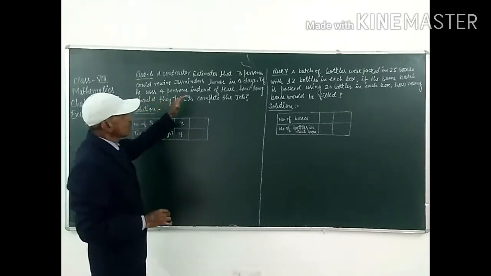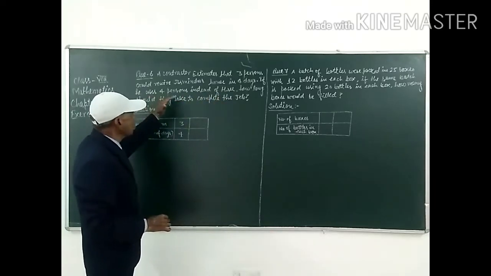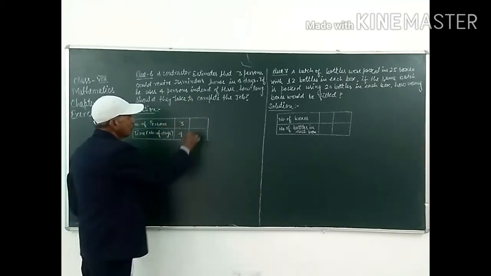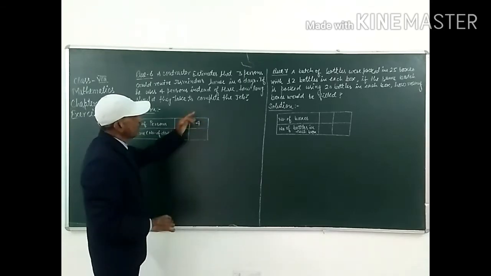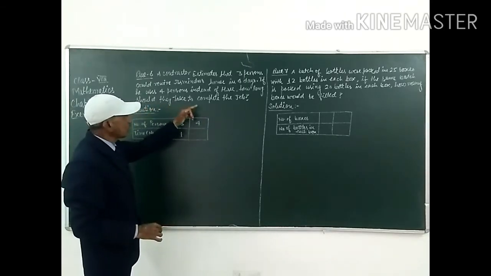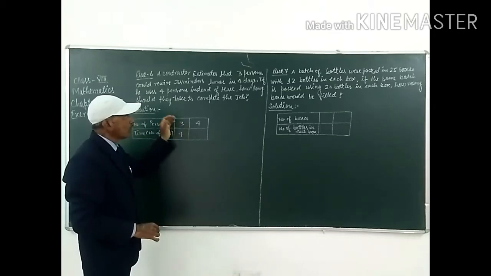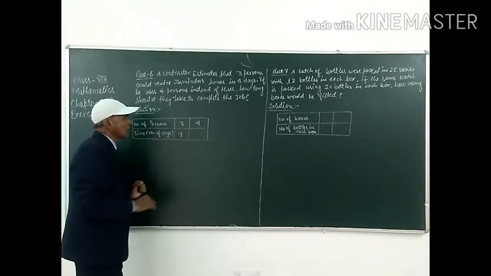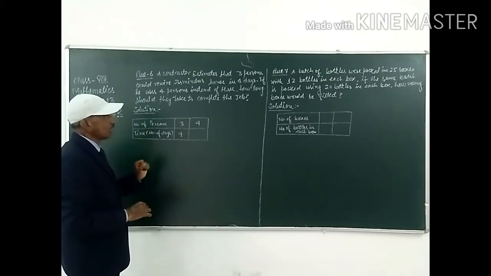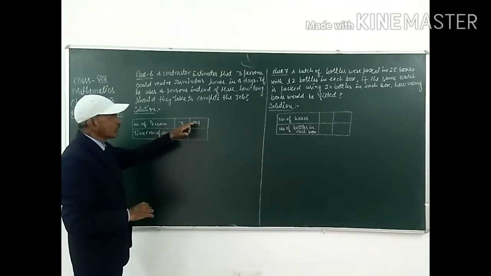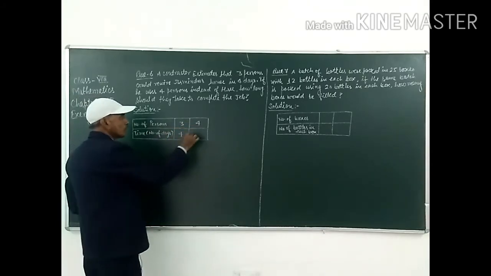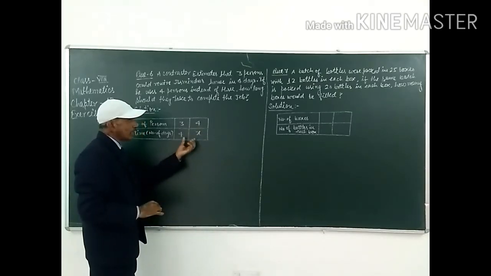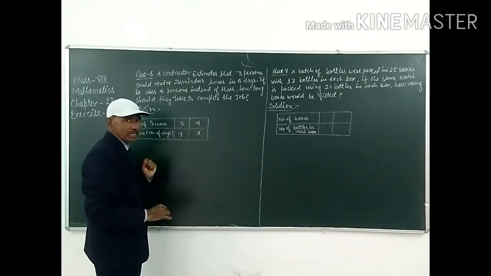And the second condition is that if he uses 4 persons instead of 3, then how long should they take to complete the job? We have to find out the number of days, in how many days 4 persons can complete the job. So, let the days be x. Clear, students? Let them complete the job in x days.